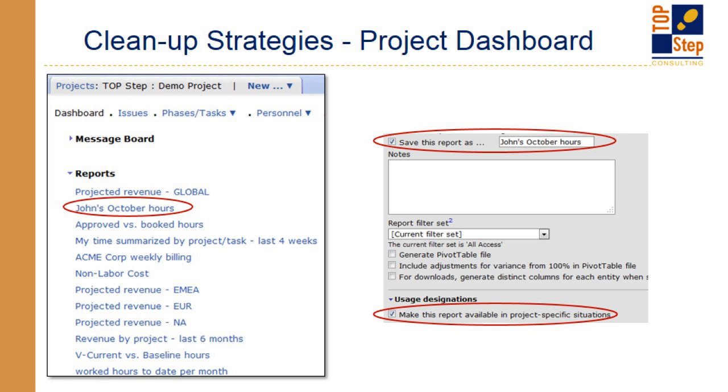As you'll see here, these are reports created by users. From a project dashboard standpoint, someone goes out, creates a report, and puts it on the dashboard for the project, for all of their projects. Well, you'll see here we have John's October hours. What if it's December? Do we still need that? Are we going in and changing dates? What are we doing with these reports? Because someone else could be running this, and it's just causing confusion.